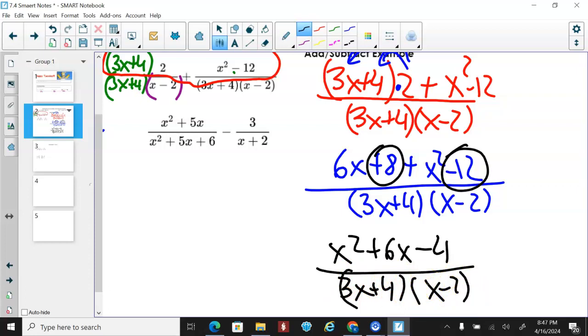This is your answer. You cannot simplify it any further and cancel anything out because x squared, 6x, and negative 4 do not have any factors. If I multiply 1 times negative 4, I don't have anything that will add up to give me 6. So you just leave it like that. If you need to pause that, please do so.